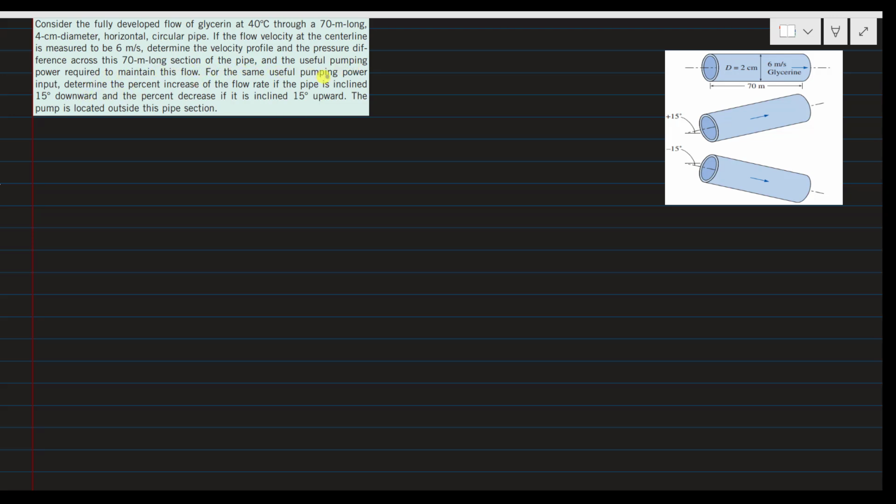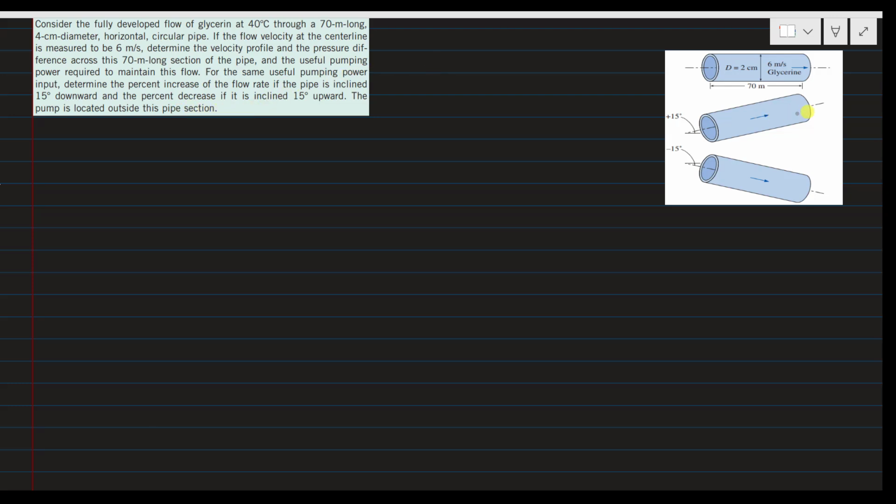For the same useful pumping power input, determine the percent increase of the flow rate if the pipe is inclined 15 degrees downward and the percent decrease if it is inclined 15 degrees upward. The pump is located outside this pipe section.